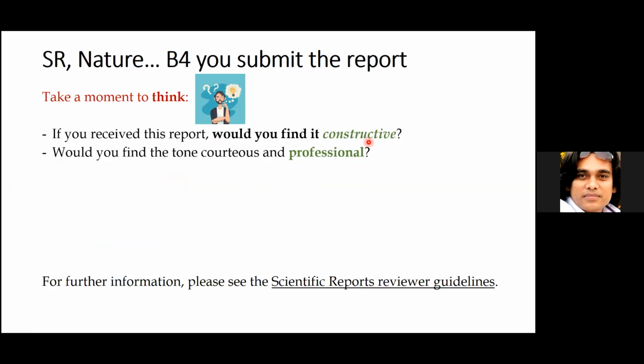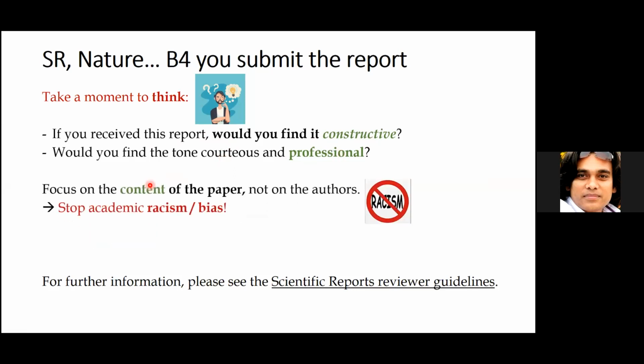And is the paper writing courteous, good and professional? And you have to focus on the content of the paper, not the authors. As I mentioned, racism or bias is there. So behind the scenes, we human beings are still not so good. So that's why it happens. So that's why they say don't consider who the authors are, consider the content of the paper.